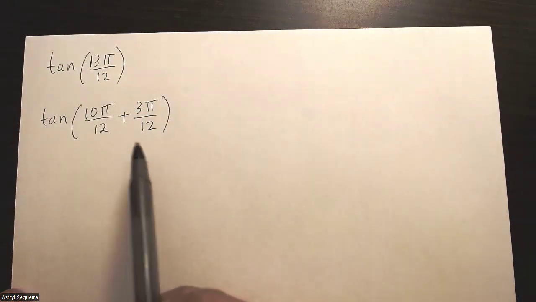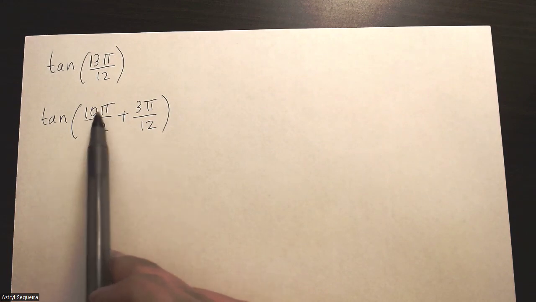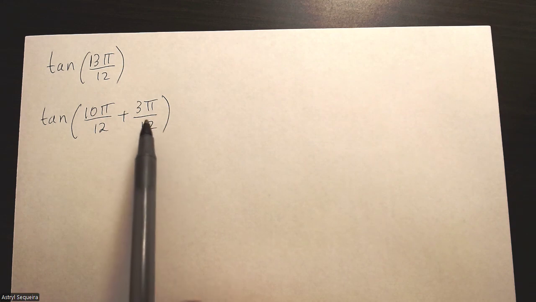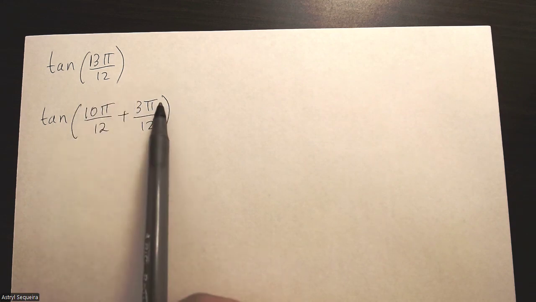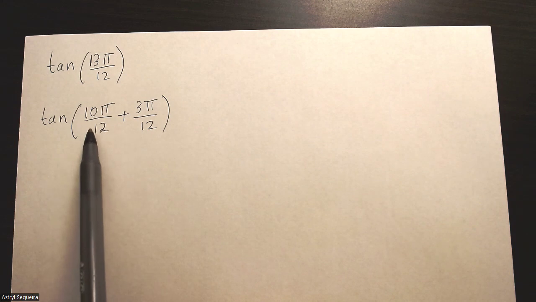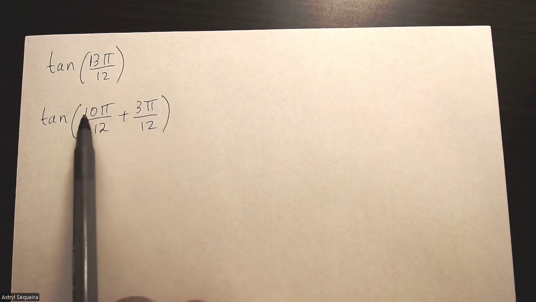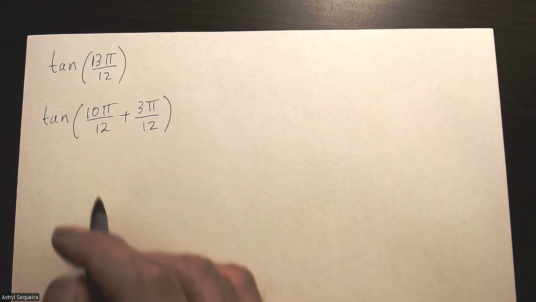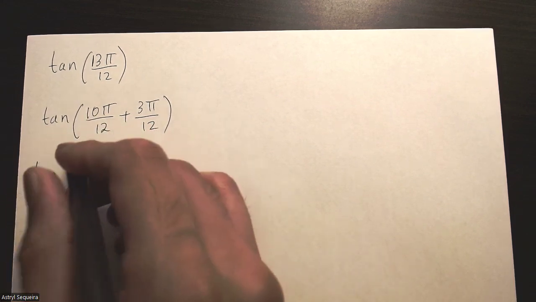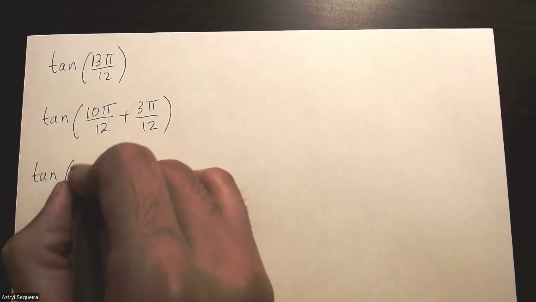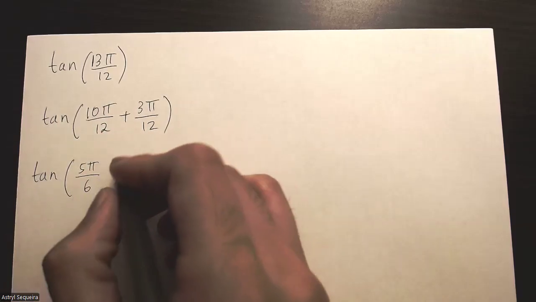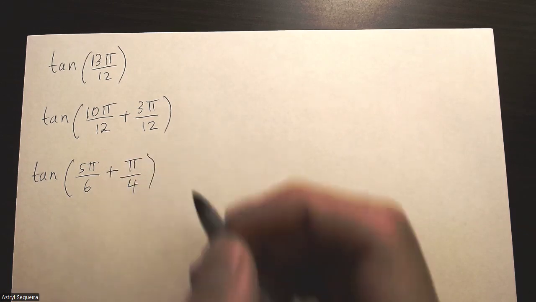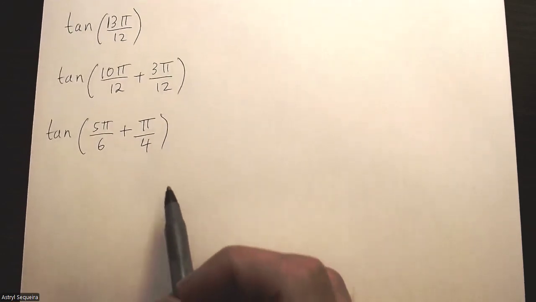Now, there are multiple ways you can do this question. You could have also done it 9 plus 4 because both those numbers simplify with 12 as well. But you can't do like 8 and 5 because 5 does not simplify with 12. So just remember both the numbers that you split this into have to be able to simplify with the denominator. Now I'm just going to simplify these fractions. So that's just 5 pi over 6, I just divided both of those by 2. And over here, pi over 4, divided both of those by 3.